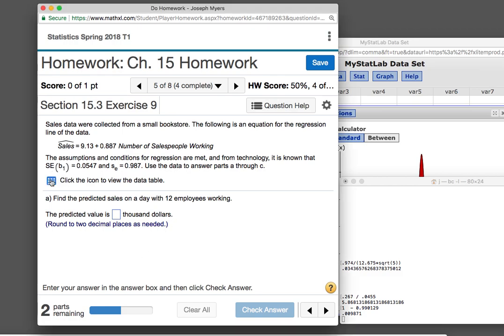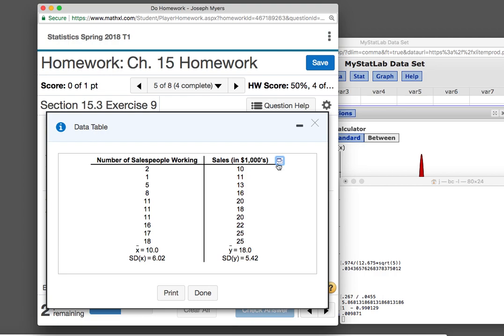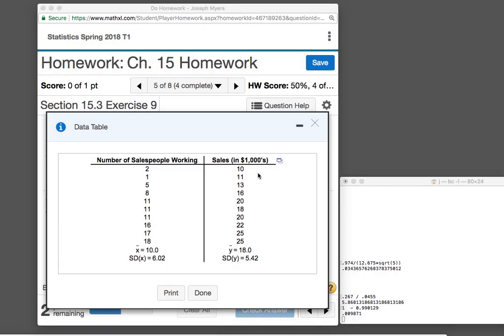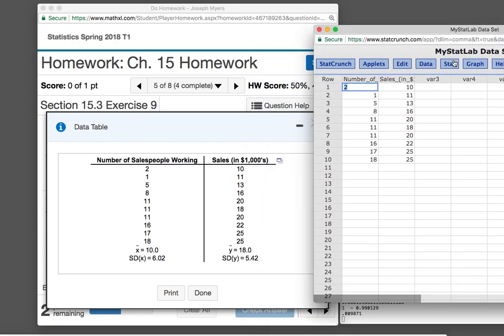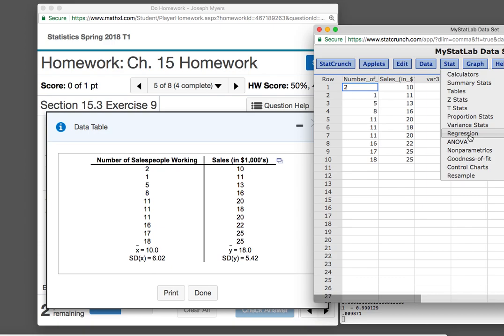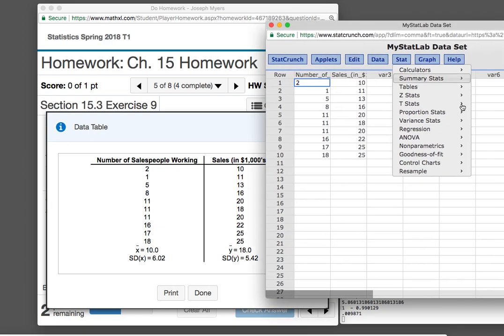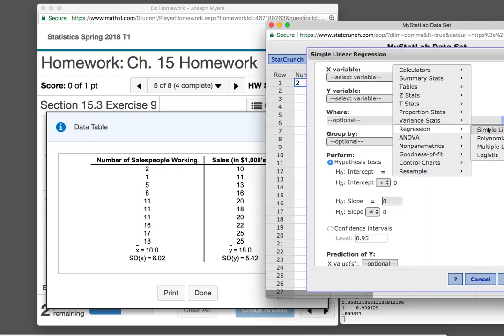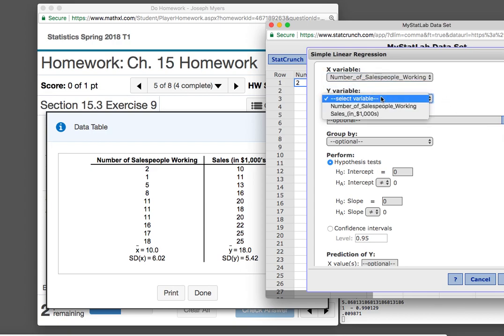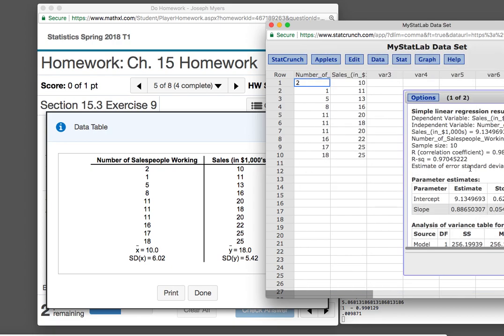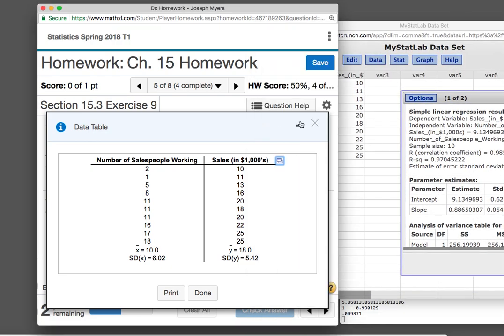So the easiest way to do a prediction is just to open the data up in StatCrunch. So I'll do that. And I'll go to stats, regression, simple linear, x variable, number of salespeople working, y variable, sales, and I'll just do compute.